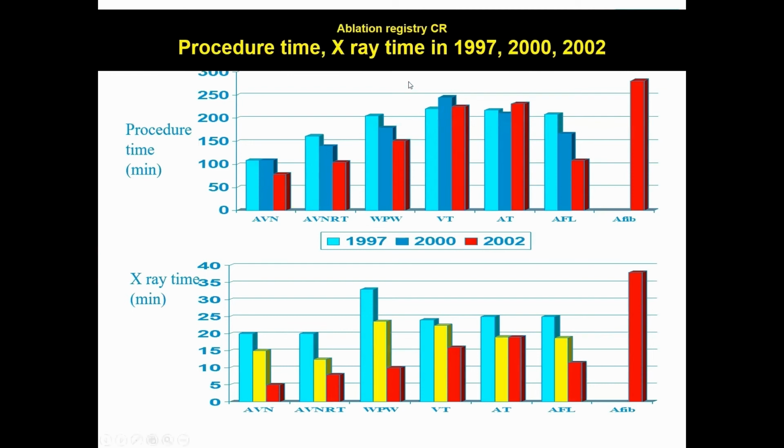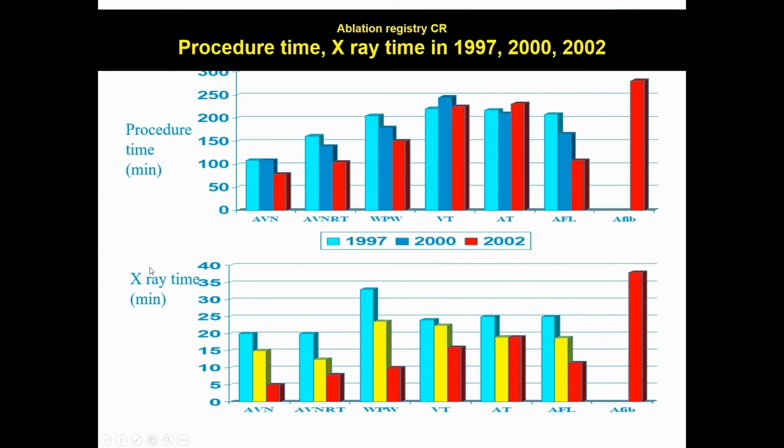These are procedure times and X-ray times in '97, 2000, and 2002. You can see the average procedure time in '97 was almost 2 hours for AV node, 2.5 hours for AVNRT, and more than 3 hours for accessory pathway, the same for VT, atrial tachycardia, and atrial flutter. When we started AFib ablation, the procedure was lasting almost 6 hours.